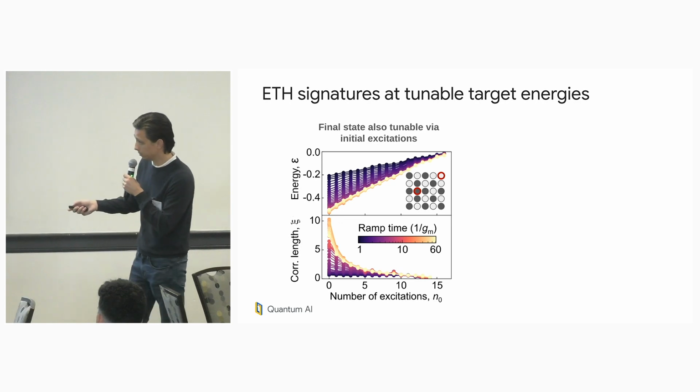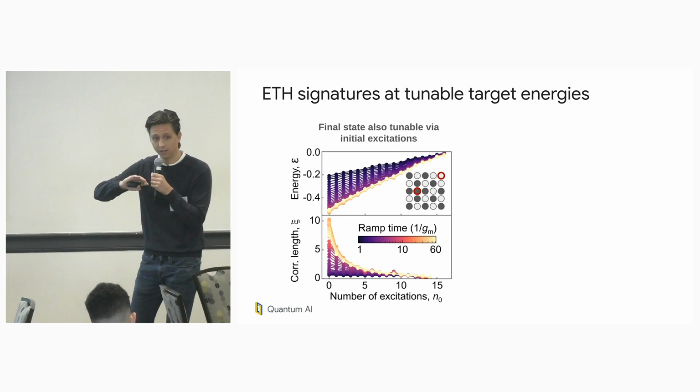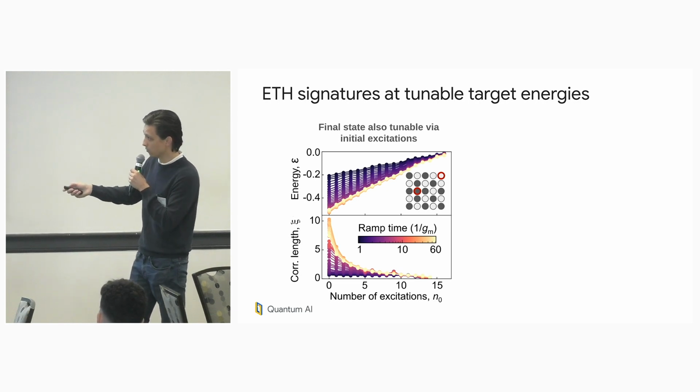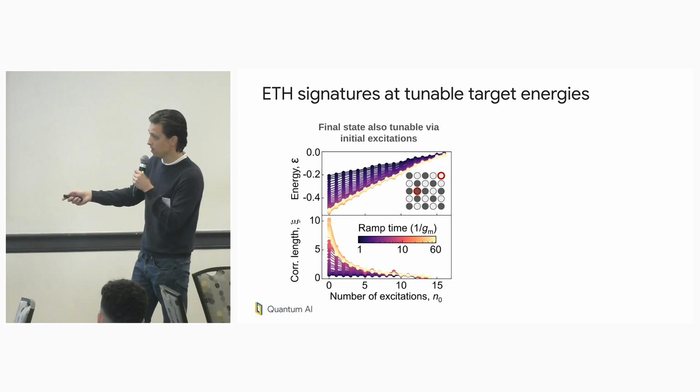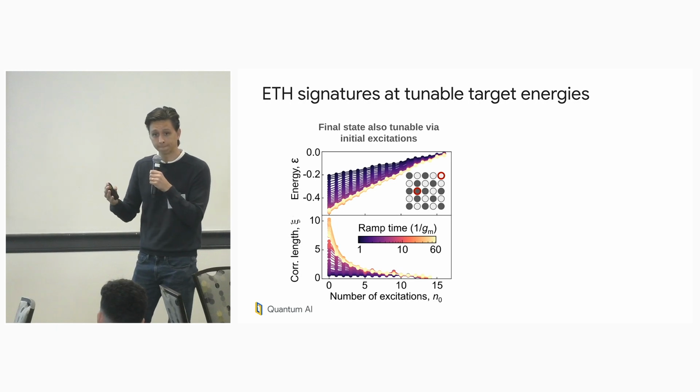That's what I've done on the left. So here on the x-axis, I sweep how many excitations I've injected. And I then find that the final energy is also perfectly tunable. As I add more and more initial excitations, I can very nicely tune the energy of my final system. And I've also done that here for multiple ramp times. Simultaneously, when I add more and more excitations, I also see the correlation length drops, just as expected.